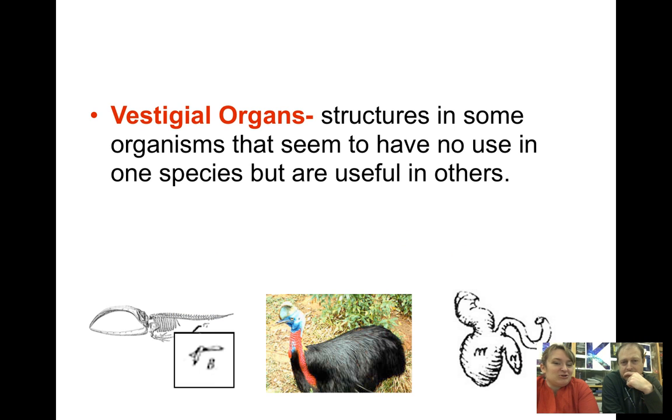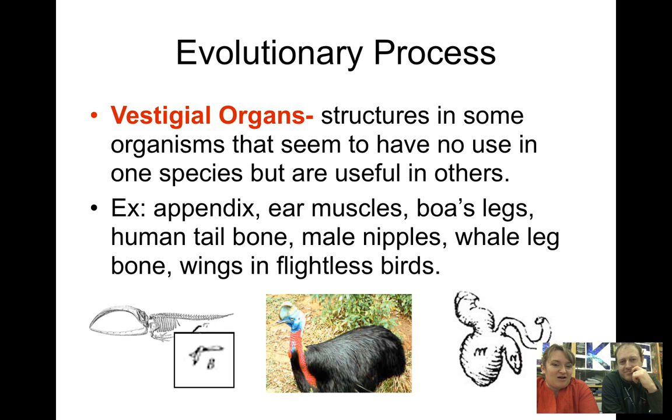And snakes. So vestigial organs, I like these because this is a good example of things that are evolving their way out. Stuff we don't use over time, it's not an advantage. It's going to evolve its way out. So ear muscles, boa constrictor, if you look at their skeleton, they have little tiny leg bones in the back inside the skin. Your appendix.